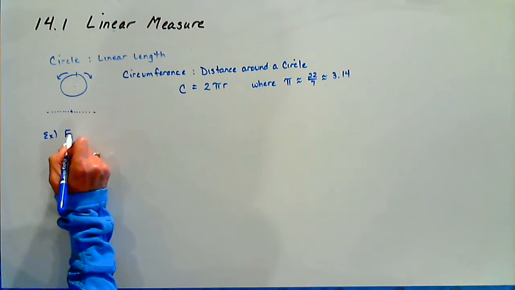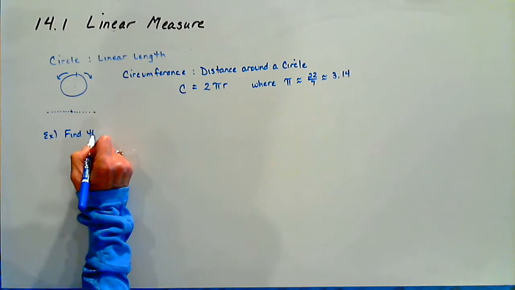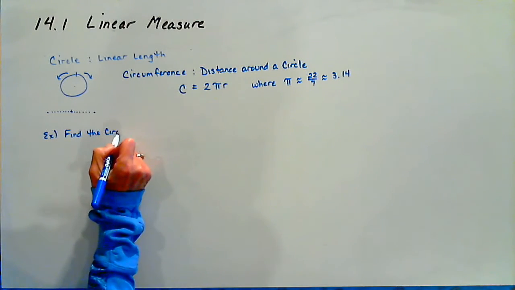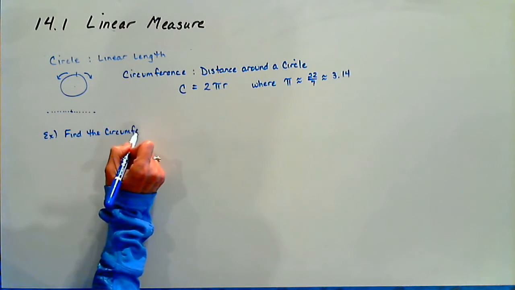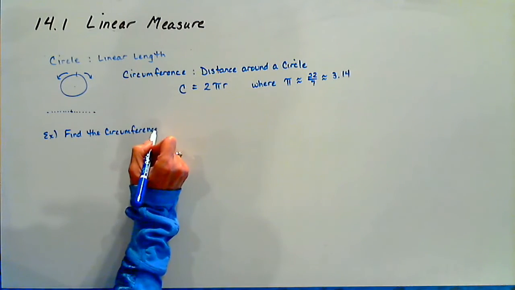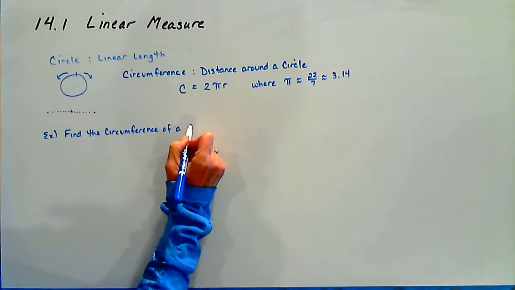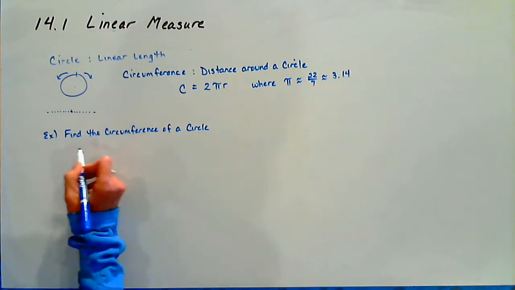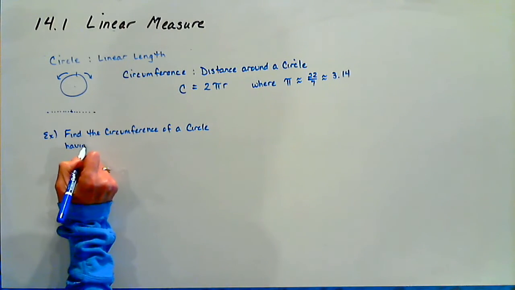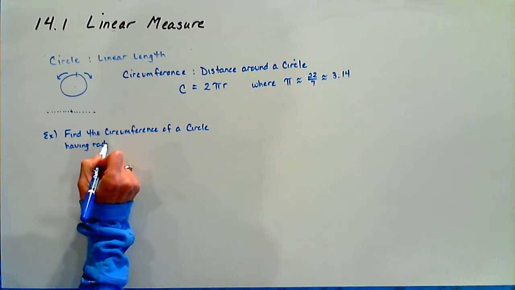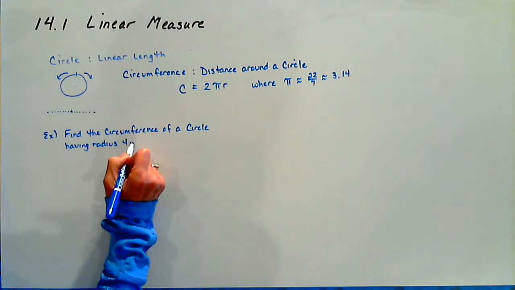Find the circumference of a circle having radius 4 inches.